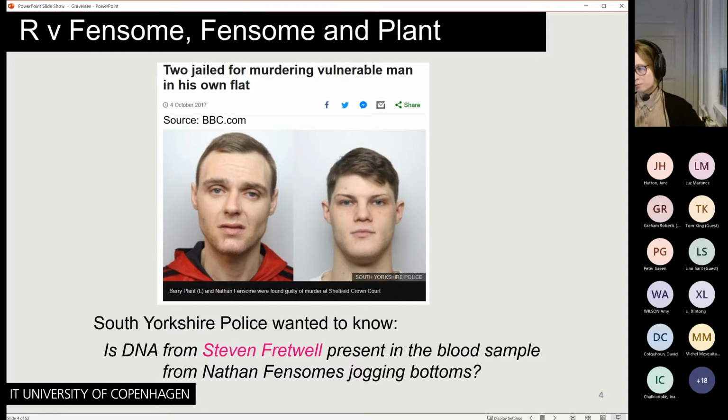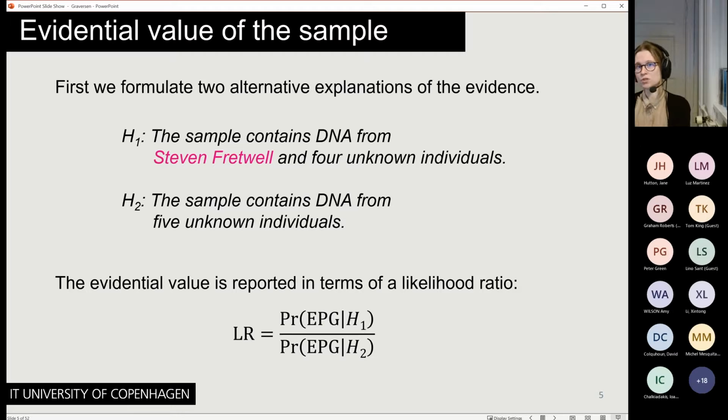So the question for me here from the police was, would DNA from the victim, Stephen Fredwell, be present in the blood sample from Nathan Fenton's jogging bottoms? And this is then translated to technical terms like this. There are several ways of doing it, but there are also some principles for how to translate. It's always about formulating two alternative explanations, usually called propositions, sometimes hypotheses, which resonates well with statisticians.